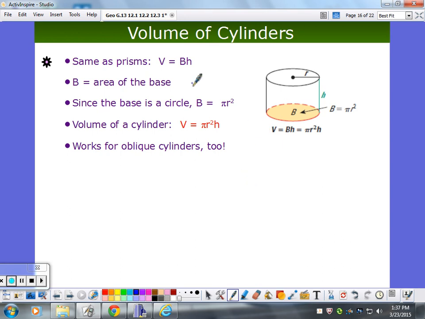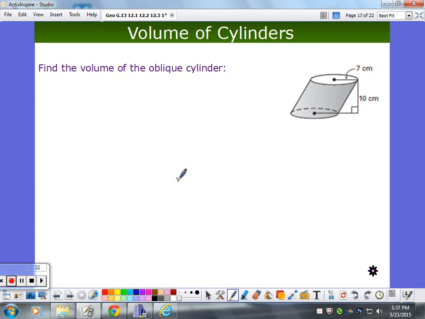So what is the area of a circle? Pi r squared. So I get this formula: it's uppercase B times h, and I know what B is, it's pi r squared h. And again, oblique cylinders, if you have the Leaning Tower of Pisa, it's leaning a little bit, same volume inside, same formula. So here's an oblique cylinder, that's example B.